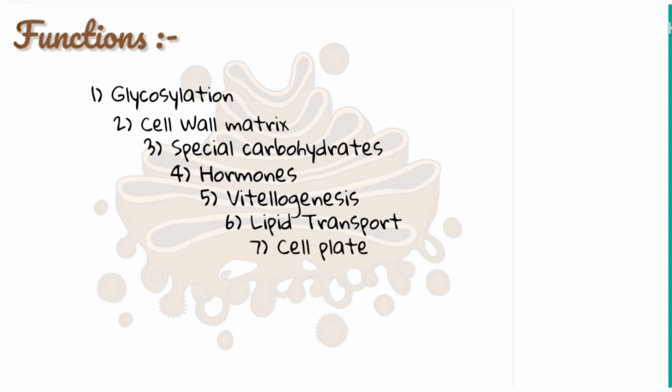7. In plants, the cell plate is formed in the middle of the dividing cell through fusion of vesicles produced by Golgi apparatus. 8. Golgi complex forms the acrosome, which is a special structure present near the tip of sperm that contains hydrolytic enzymes for digesting the protective coverings of the egg.